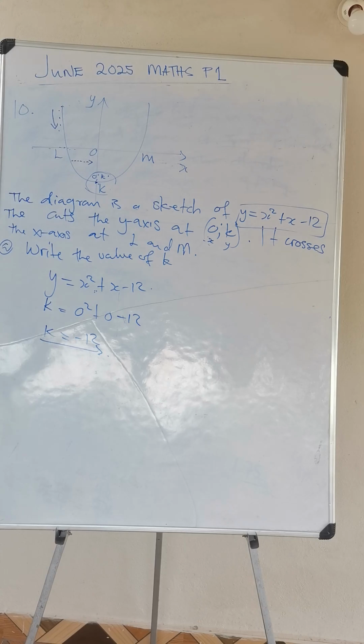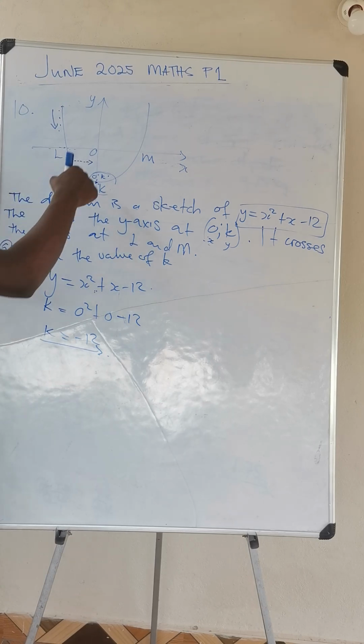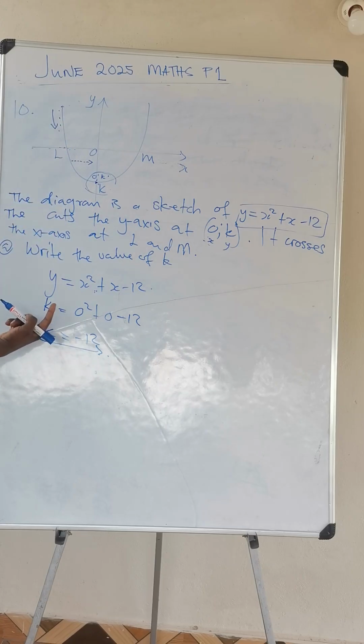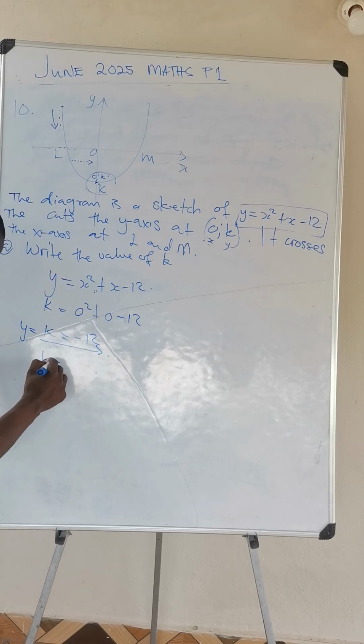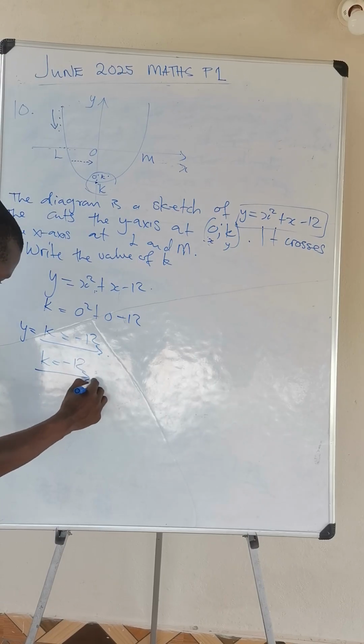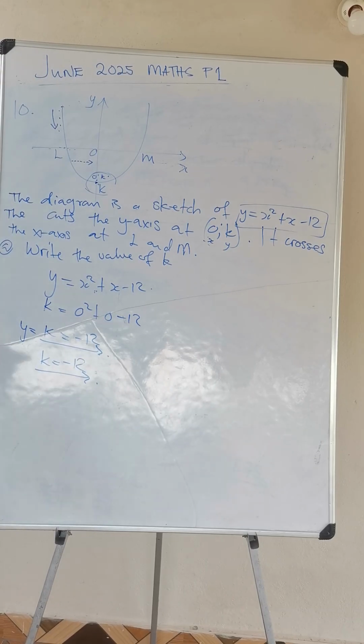So the value of k is equal to the value of y when the value of x is equal to 0. That's why here is y, here it's k. So y is equal to k is equal to -12. Therefore the value of k is equal to -12. I think it's now clear for you. Okay, so let's move to the next part.